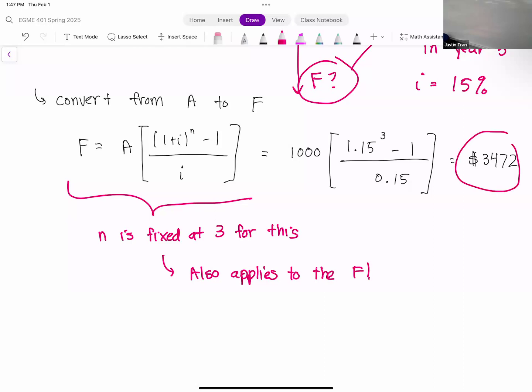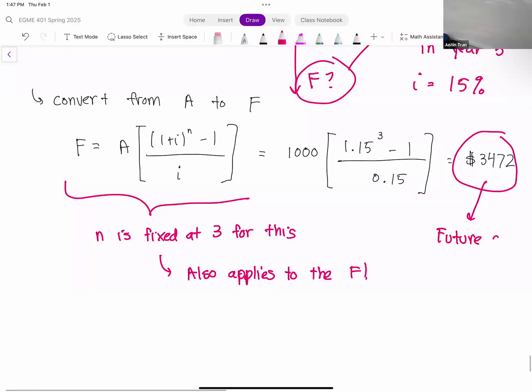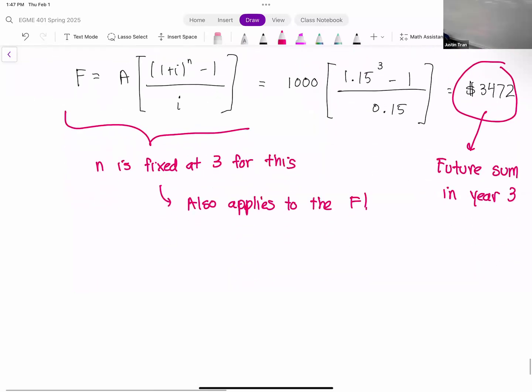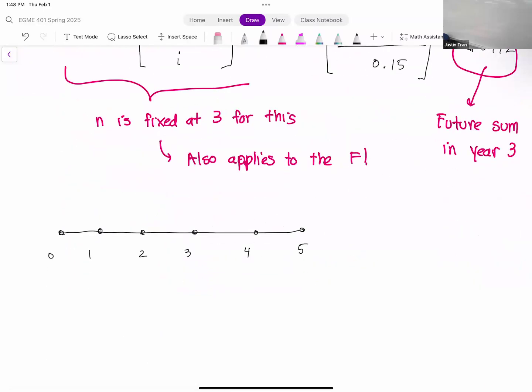And so this $3,472 is a future sum, but it's a future sum not at year 5, it's going to be at year 3. And so all we've done is this. Let me go ahead and draw the cash flow diagram one more time. We've taken that $1,000 per year payment and we've converted it to a single sum right here.